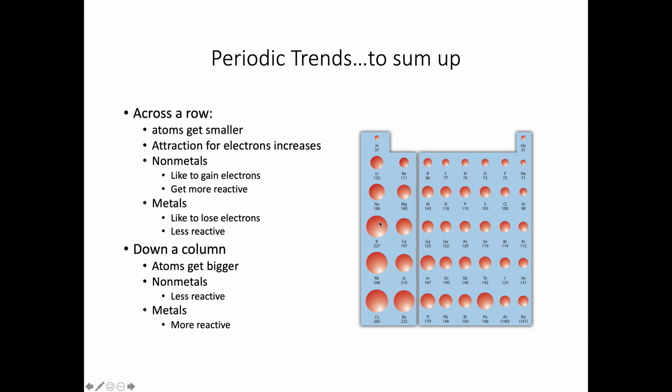Going down a column, the atoms get bigger. So don't try to memorize this. You'll get yourself confused. So you could just think it through. As we go down a column, they get bigger. That part you should remember. That means it's going to be easier to lose electrons, and it's going to be harder to gain them, because the only thing that's pulling them in or keeping them in is the nucleus, which is increasingly distant. Metals like to lose electrons, so they're going to be more and more reactive. Nonmetals like to gain electrons, but they should be less reactive. So you would expect the most reactive metal to be here, and the most reactive nonmetal to be over here.